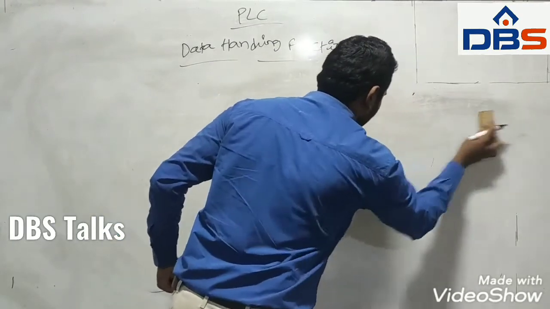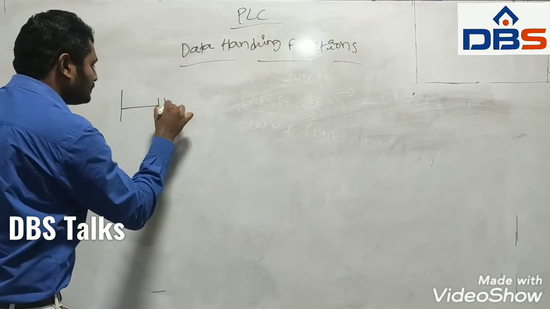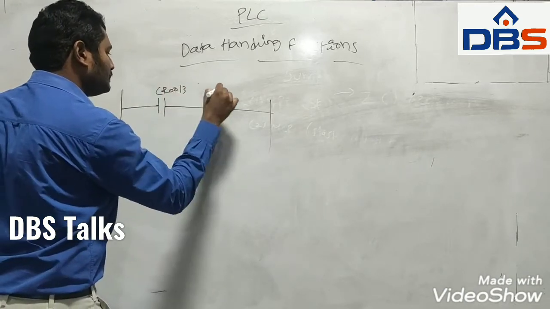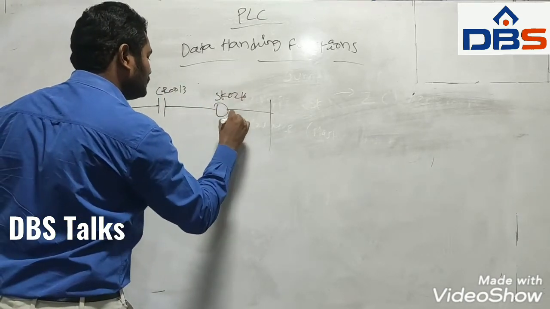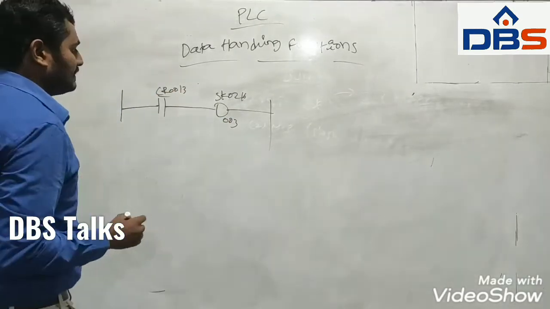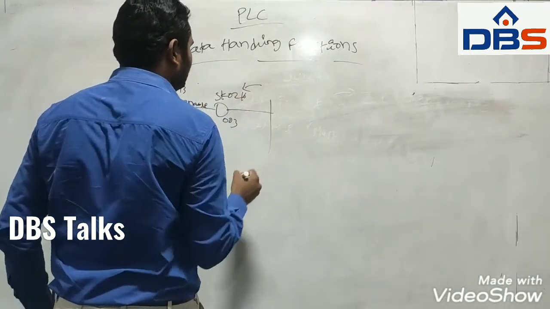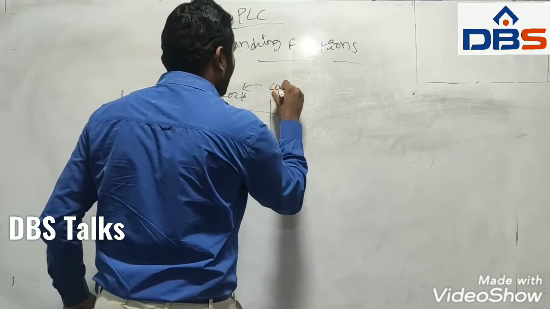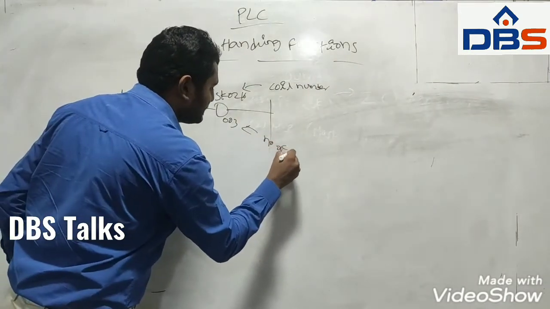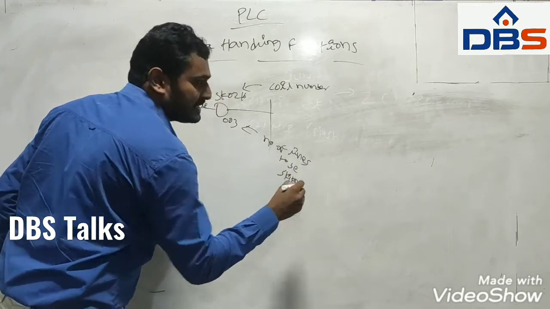to illustrate the skip function we have a diagram. This is the illustration of the skip function. Here this is the input, and this is the enable line. This one is the skip function, this is the coil number, and this one is the number of lines to be skipped.